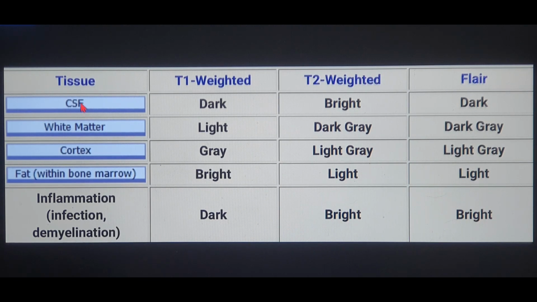So these are the tissues. If this is the T1 weighted image, that's T2, and that's FLAIR. In different conditions, you should be very well aware of how different tissues look. The first thing is we're going to talk about the CSF. As I spoke about some time back, T1 will show dark CSF, T2 will show bright. The white matter and the cortex. Okay, now this is really important.